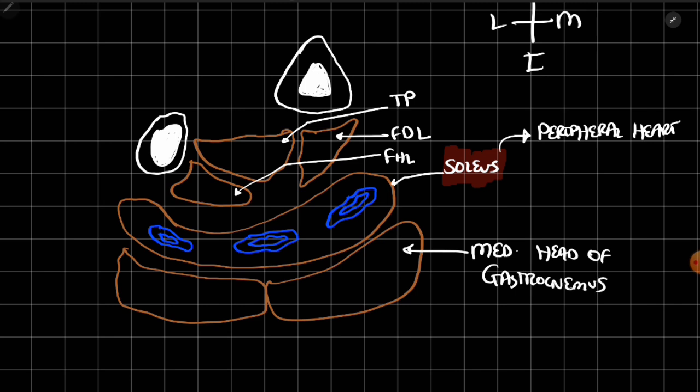Okay, and this is the lateral head of gastrocnemius. So when coming from deep to superficial, we must first see the most medial muscle, the flexor digitorum longus. The middle muscle is the tibialis posterior, and more lateral is flexor hallucis longus.